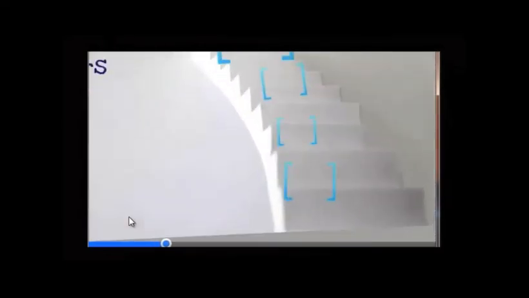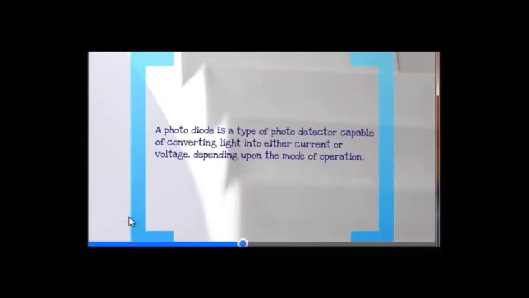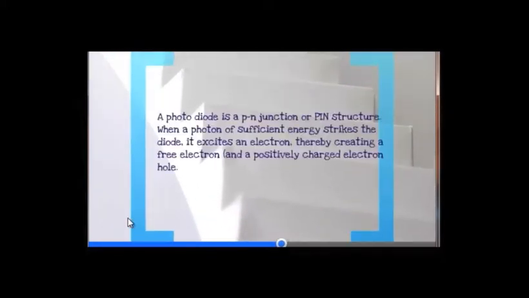Sensors. Light sensors use a photodiode to convert light energy to electrical energy. A photodiode is a type of photodetector capable of converting light energy into either current or voltage, depending upon the mode of operation. A photodiode is a PN junction or PIN structure. When a photon of sufficient energy strikes the diode, it excites an electron, thereby creating a free electron and a positively charged electron hole.